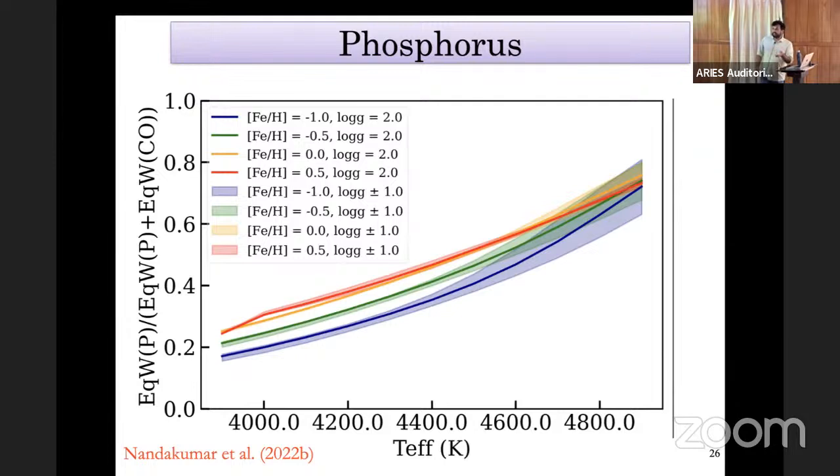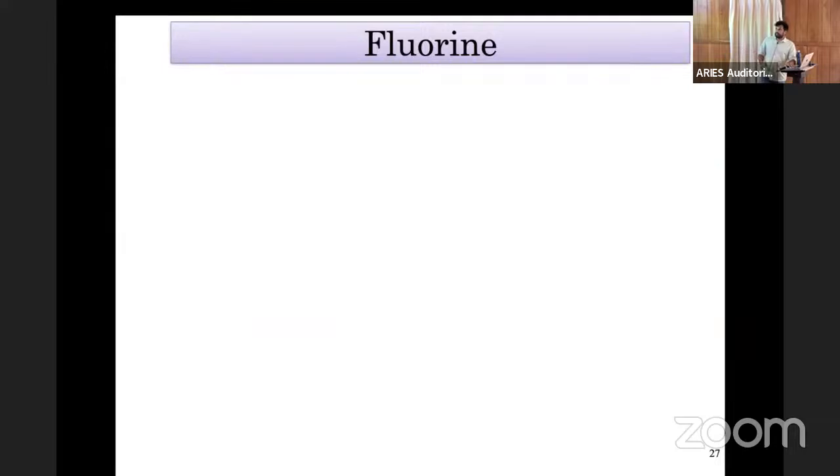And as I mentioned earlier, the CO lines become weaker as temperature increases. So this line is not suitable for M-giant stars, where the CO lines are much stronger. So this line is only suitable for estimating phosphorus abundances for the K-giant stars. So that is one of the works that we published.